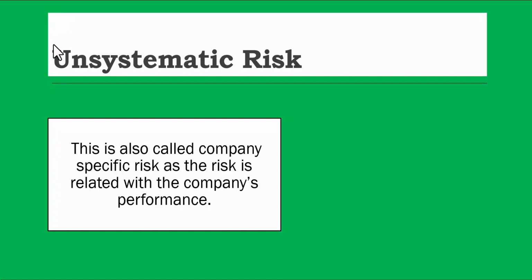This is also called specific risk, as the risk is related to the company's performance. Some companies may do well or some companies may not do well over a period of time. So when we put our money, we find that sometimes it is growing and sometimes it is coming down. So the risk associated with a particular company is called the company specific risk.